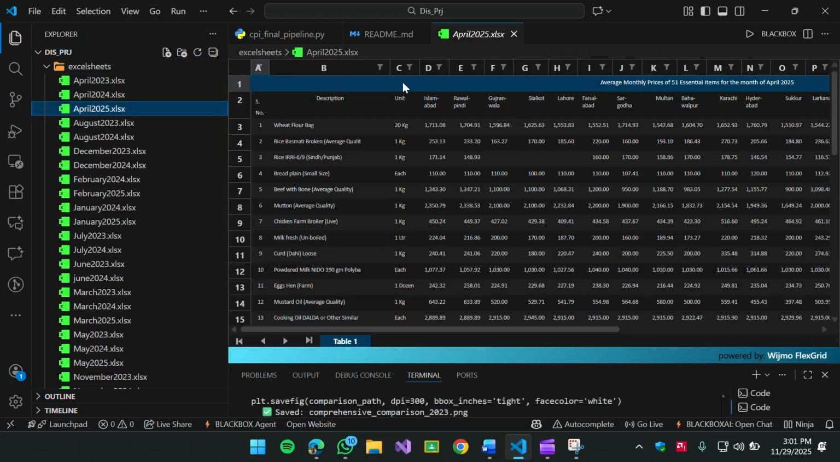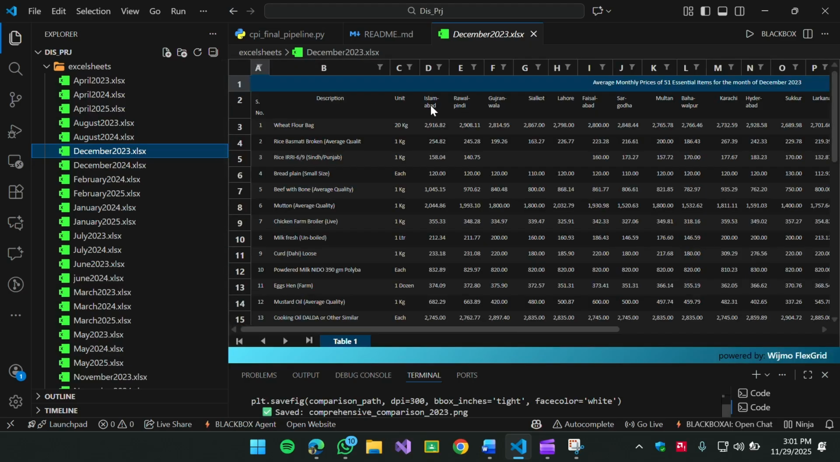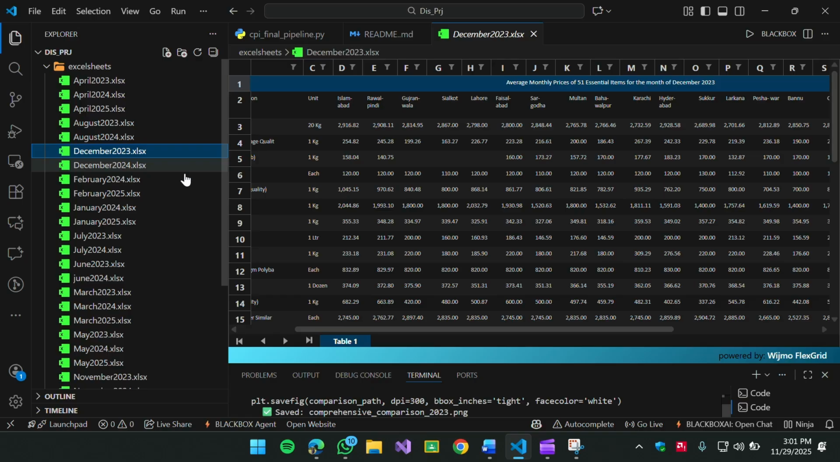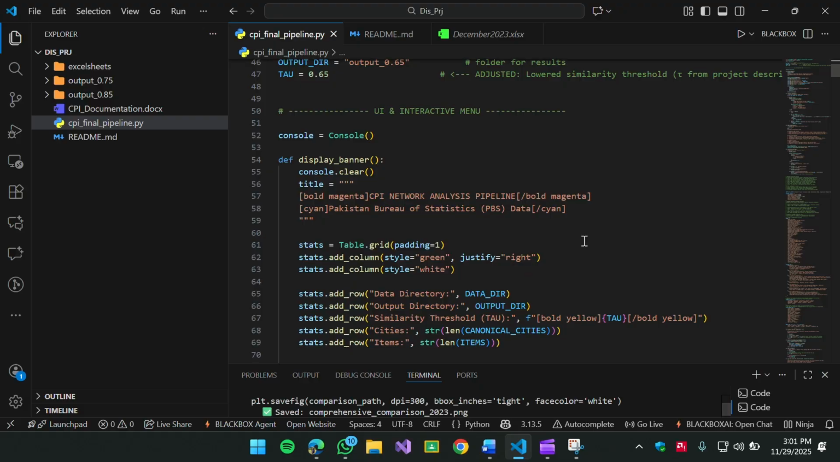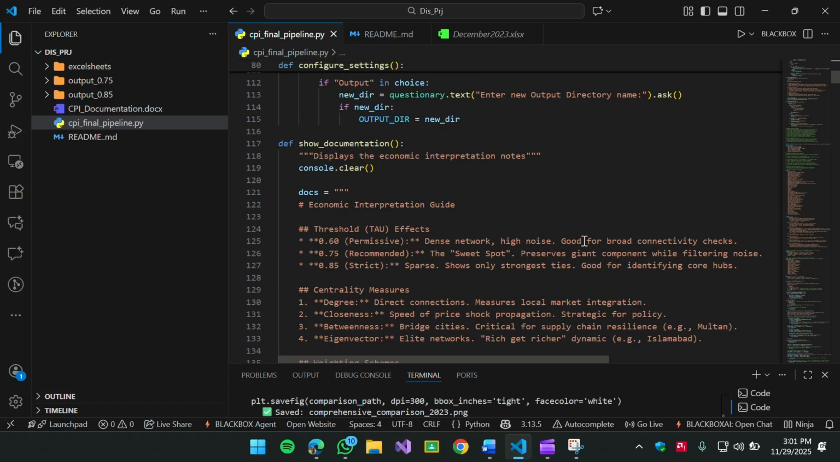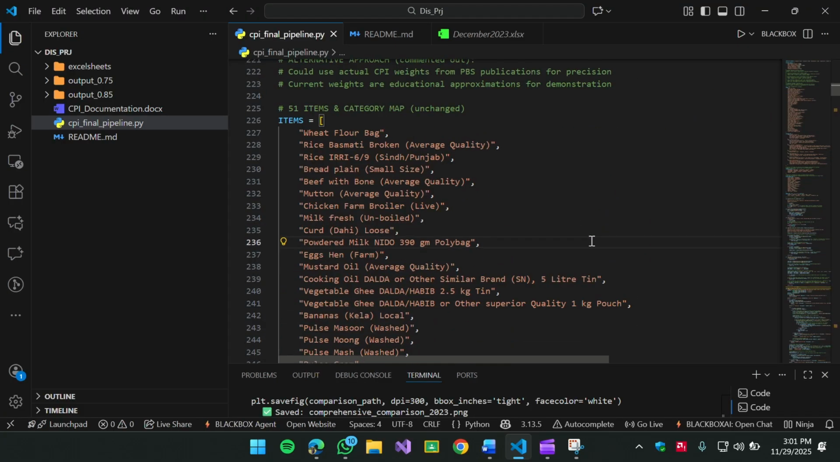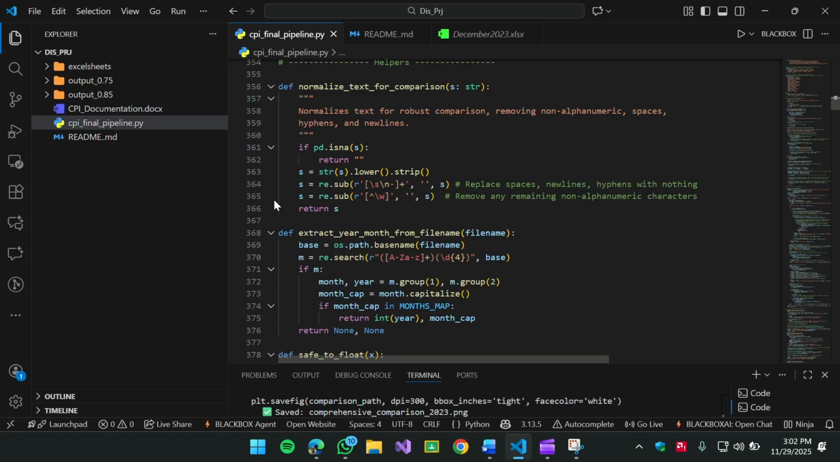One of the biggest challenges that we faced was that the data was not formatted. The Excel files were inconsistent, with headers like Islamabad having a hyphen and a new line in between, or Karachi having spaces in it. So we implemented a robust extraction pipeline, which you can see in the function normalize text for comparison. It strips all non-alphanumeric characters, spaces, and new lines, converting everything to lowercase.